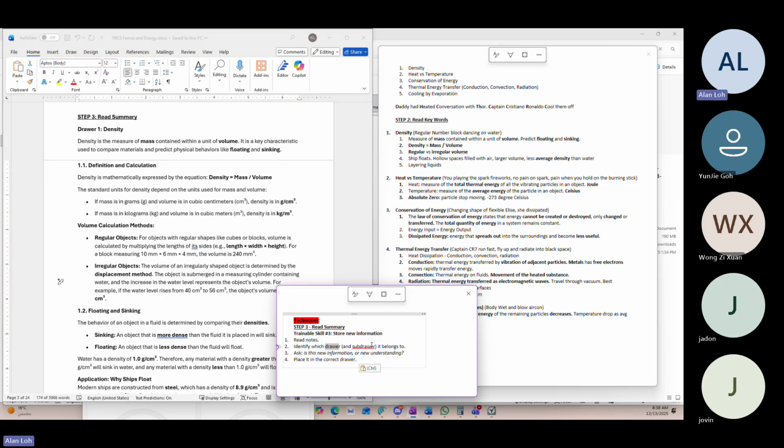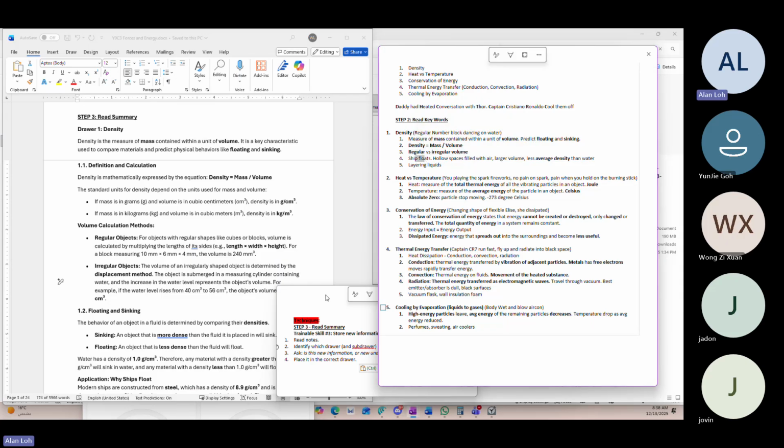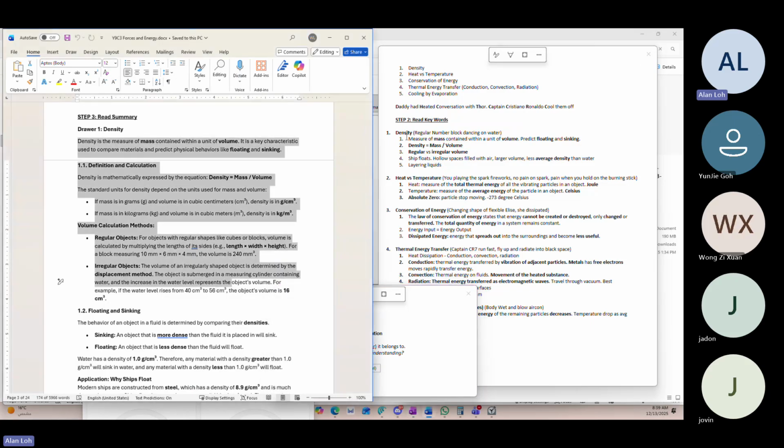Or which subdrawer. Let's say you are more advanced now. You created even your subdrawer in drawer number 1. You have a subdrawer of density, a subdrawer of regular versus irregular, a subdrawer of ships. If you are able to do that at this point, then it's even better. So whatever you read right now is related to drawer number 1, subdrawer number 2. Okay.